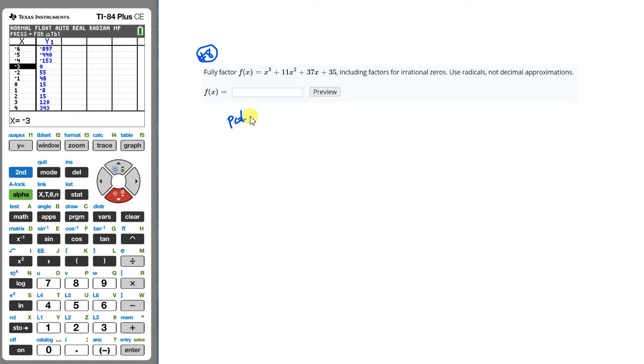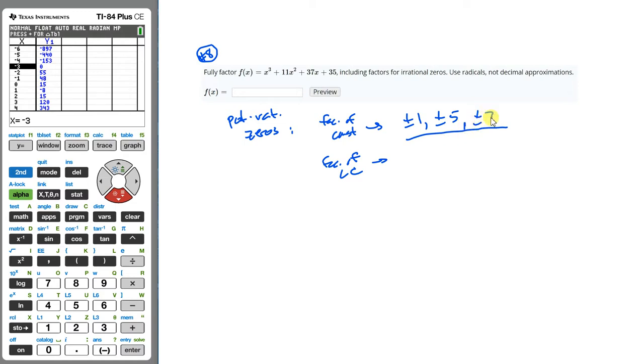So my potential rational zeros of this function would be factors of 35, the constant term, divided by factors of the leading coefficient. Factors of 35 would be plus or minus 1, plus or minus 5, 7 times 5 is 35, right? So plus or minus 7 and plus or minus 35, divided by factors of 1, the leading coefficient. That's good because that means there are not a lot of combos. So it's 1 over 1, 5 over 1, 7 over 1, or 35 over 1.